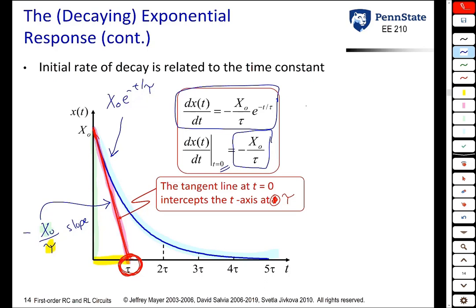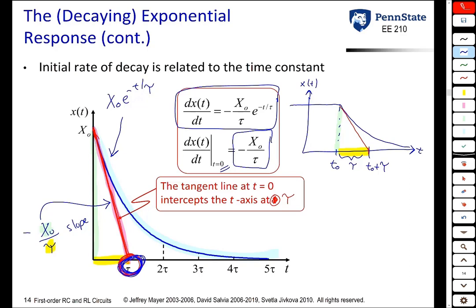We can generalize this, by the way. Let's look at a situation where the decay does not start at 0 but starts at t naught. You still have this tangent line. The slope is still going to be x naught over tau. So that length is tau. So it's going to hit at t naught plus tau. We will see later on in this packet of notes how this property of the exponential decay is actually useful in helping us approximate what the time constant is.